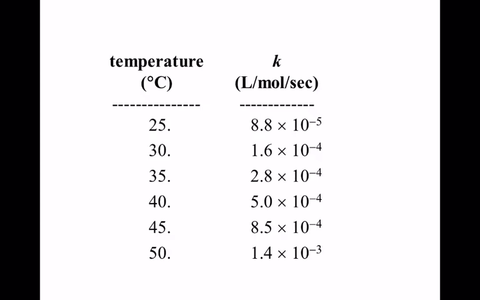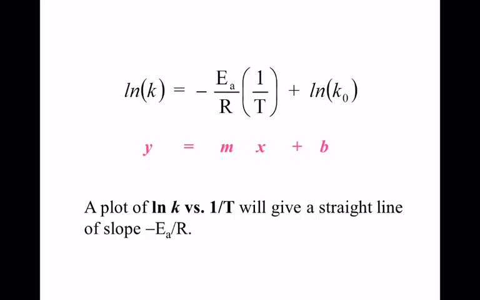So here's your data. Temperature in degrees Celsius, of course, one of the things we're going to do is convert those to Kelvin, and then take the inverse, and that's what's going to be along our x-axis. We're going to take the natural log of these k values, and that's going to be along our y-axis. And from the slope, we can get to the activation energy.